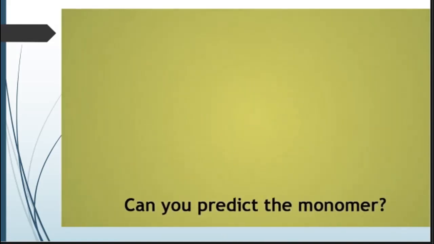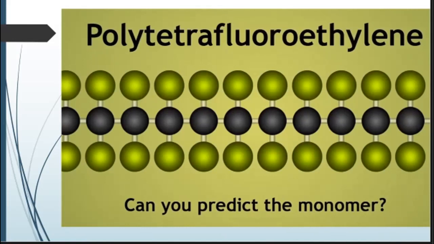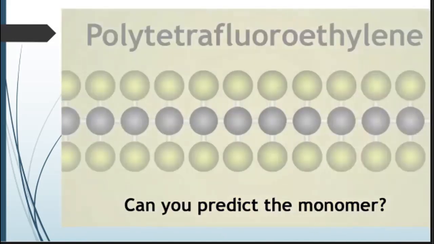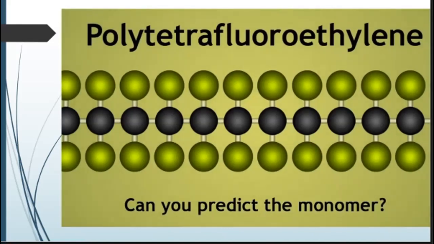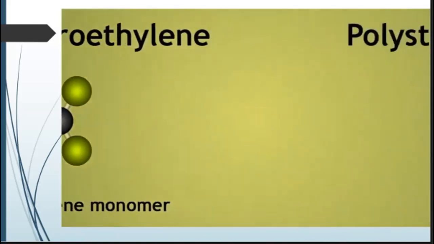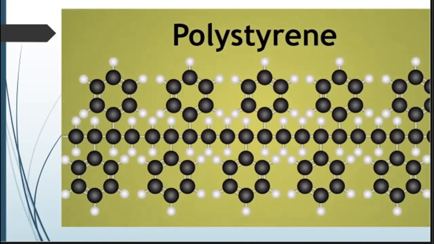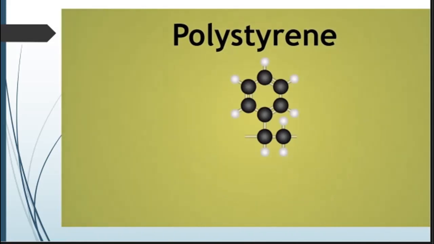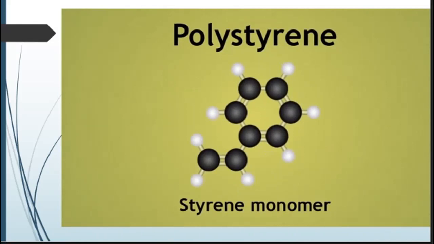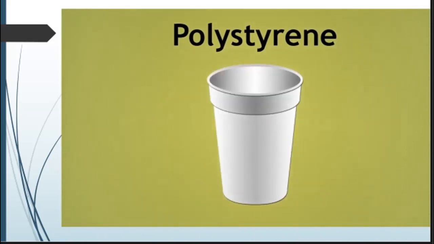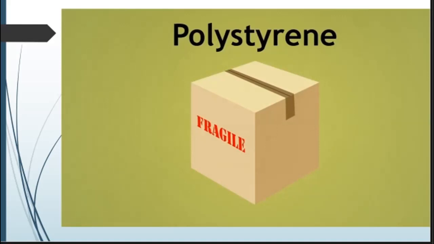Can you predict the name of the monomer of polytetrafluoroethylene, PTFE? Pause, think, and resume when ready. The answer is tetrafluoroethylene. Polystyrene is synthesized from the polymerization of styrene monomers. You may have encountered polystyrene as white cups in food packaging materials. Expanded polystyrene is used in packaging and shipping, so as to protect the contents from being damaged.